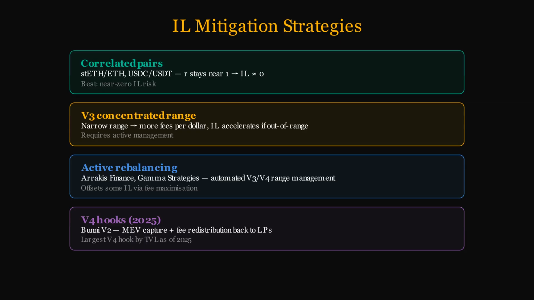Strategy 4: Uniswap V4 hooks. Bunni V2, the largest V4 hook by TVL in 2025, uses liquidity density functions combined with MEV capture to redistribute arbitrage profits back to liquidity providers.